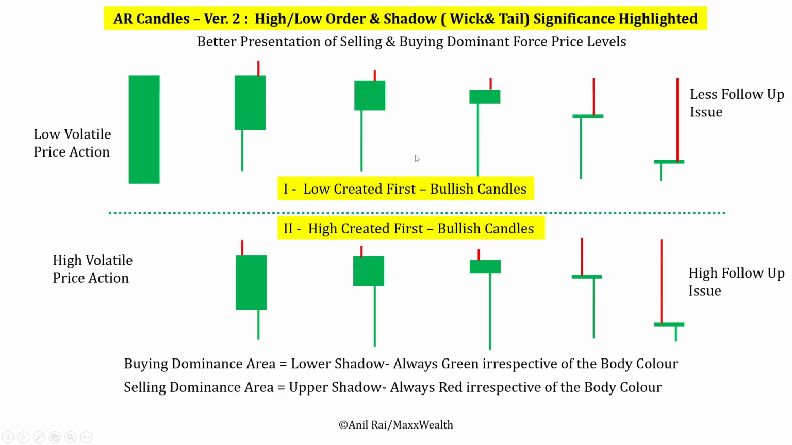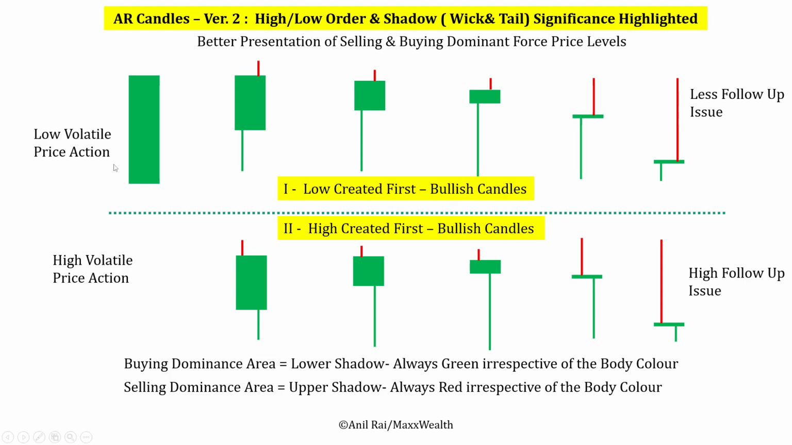So this is the presentation about the AR candles version 2, where the high-low order and the shadow, wick or tail significance are already highlighted. This is for a better representation of the selling and buying dominance forces at price levels. They would show which are the price levels where the buyers are dominant and which are the price levels where the sellers are dominant.